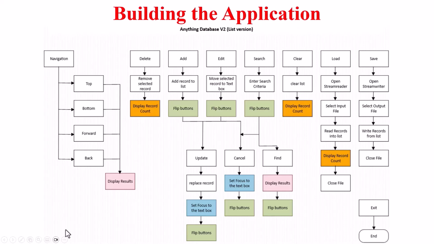And we do that by creating a hierarchy chart of what the program is going to do. There's our add, our edit, our search, our clear, load, save, delete, and navigation. And we also have update, cancel, and find in here too, which will be part of the functionality.